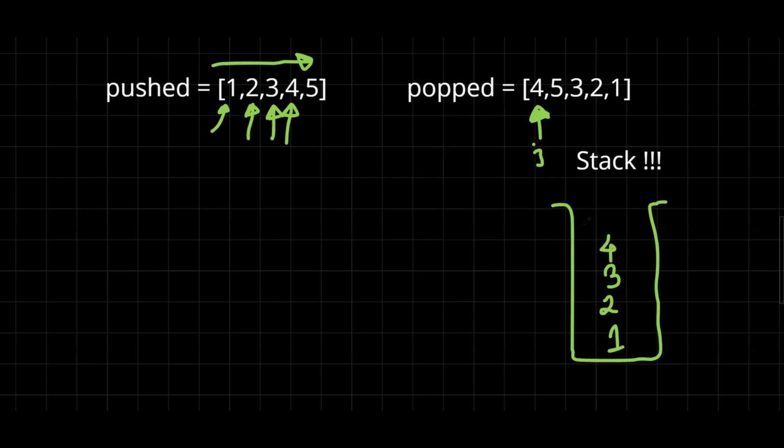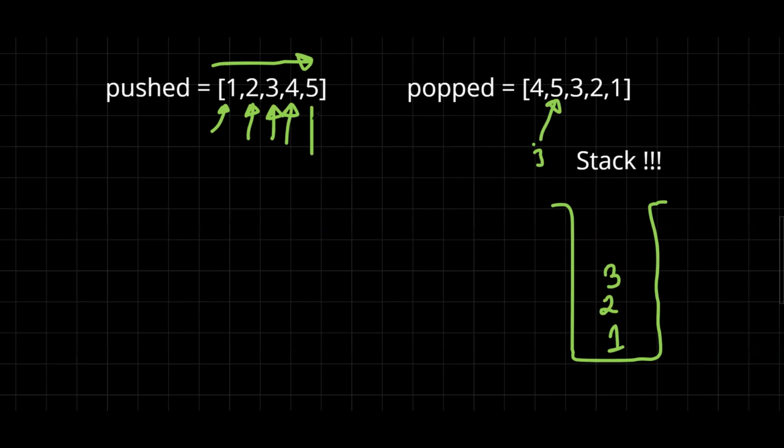Now wait, this element 4 is exactly equal to the pop sequence element, which is 4. So here we can simply remove the element 4. If we remove it, the element 4 will be popped from the stack. And after removing the element 4, we have to update our j pointer. So our j pointer will currently point to this element 5.